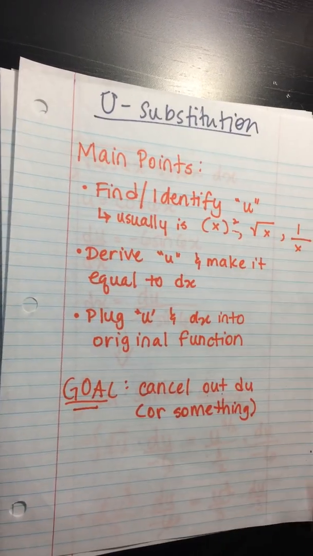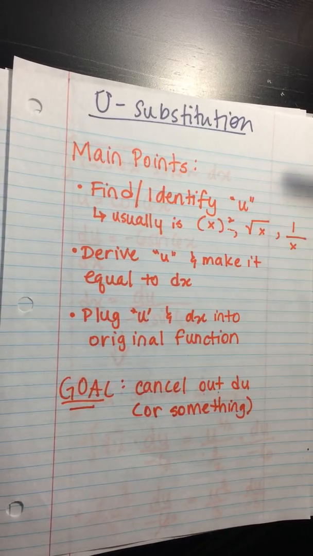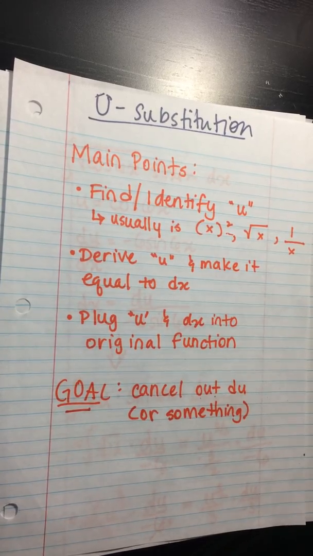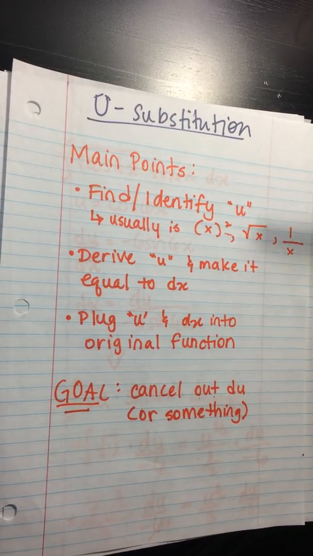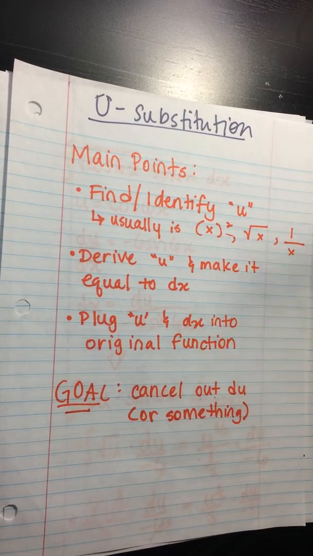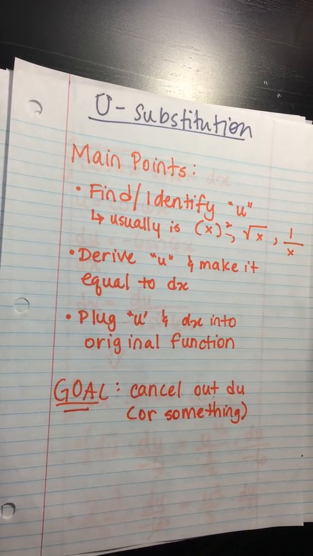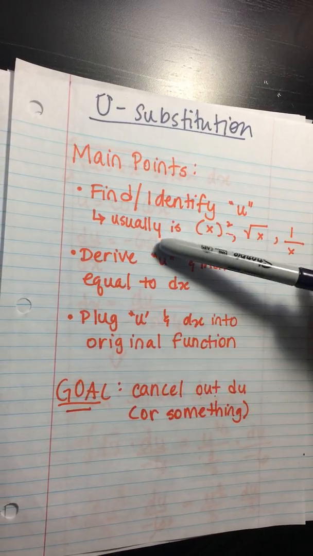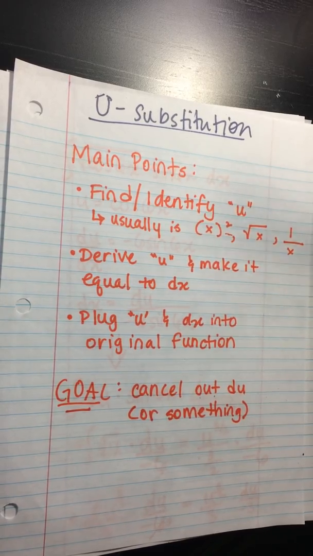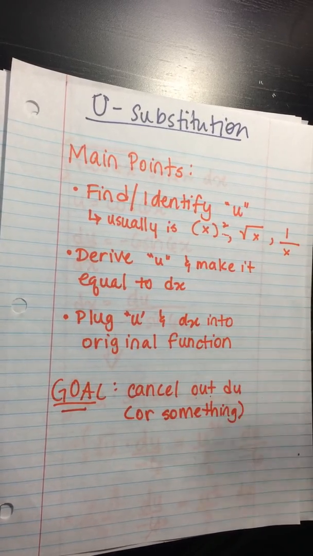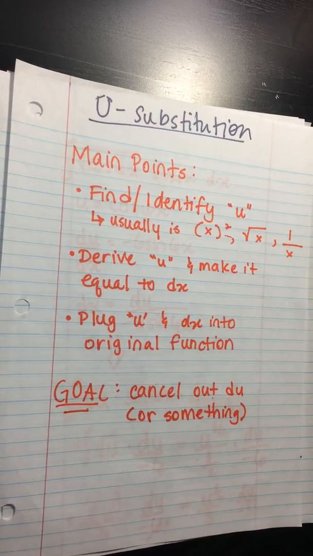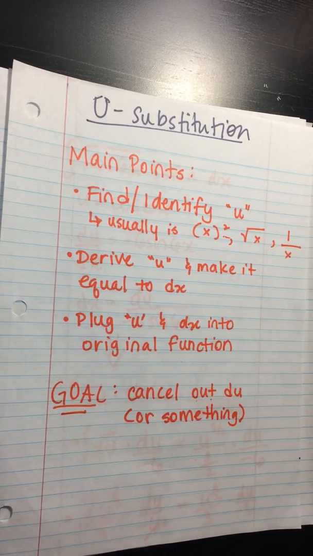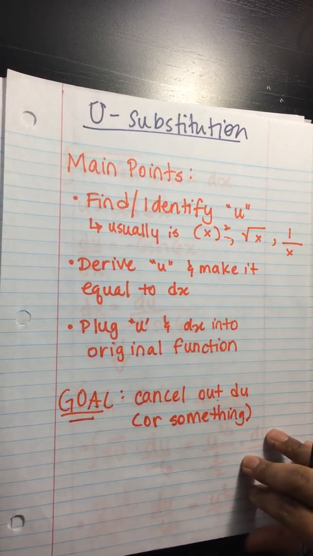Okay, so for use substitution, the main points are to find and identify the u, which is usually the hardest part of the function. Sometimes it's not, but usually it is. It can be found in the parentheses or under a radical or as a denominator. So when you find the u, derive it and make it equal to dx. Plug in u and dx into the original function and then solve. So the goal is to cancel out du with the part that you didn't change in the original function.